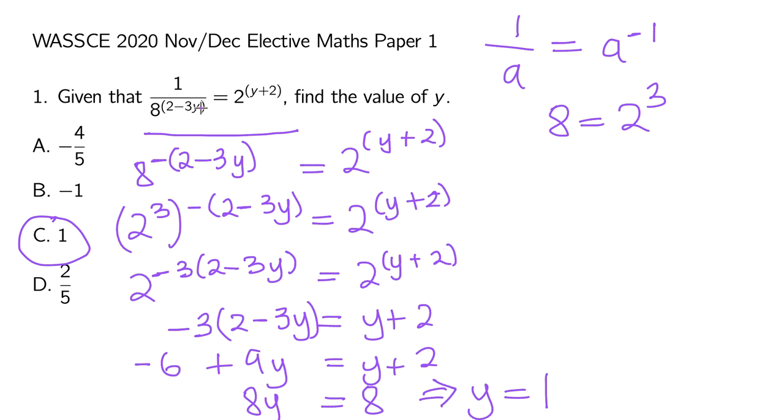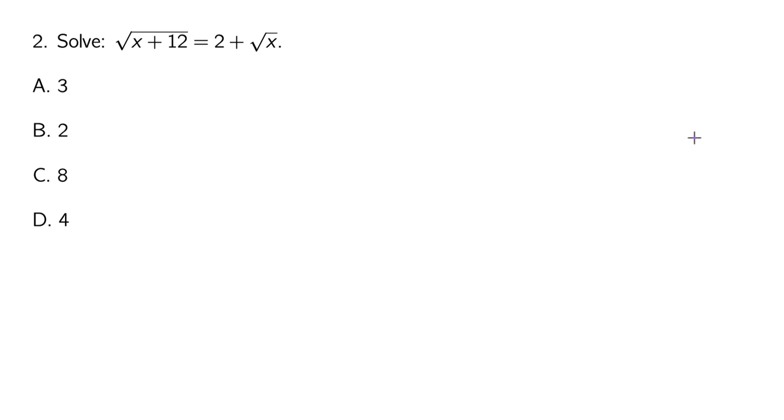We can substitute y equals 1 back into this to verify that both sides are equal, just to be more confident. The next question is the square root of x plus 12 equals 2 plus the square root of x. When we have square roots, we normally want to get rid of them, and the way to do so is to square both sides. When we square the left-hand side, we get x plus 12.